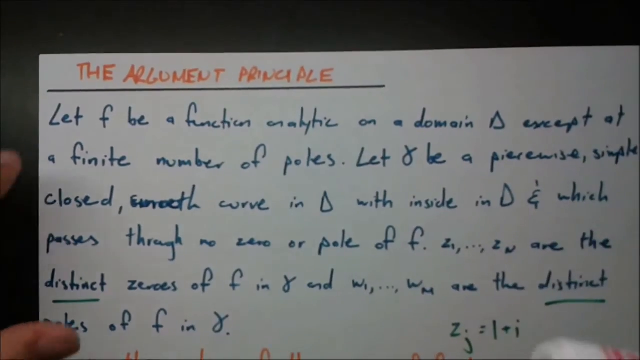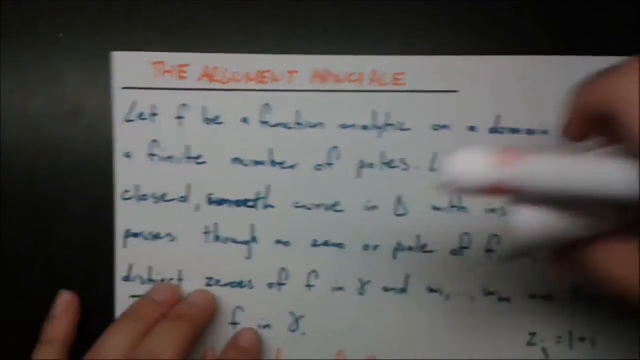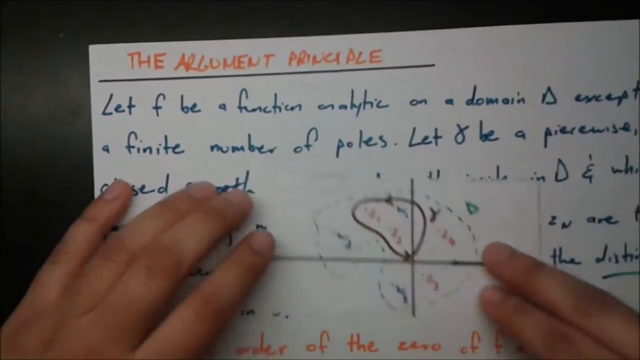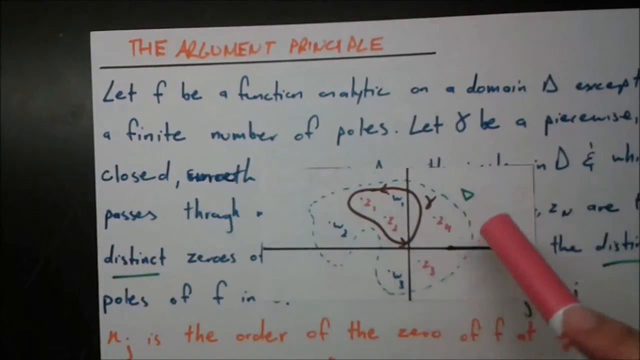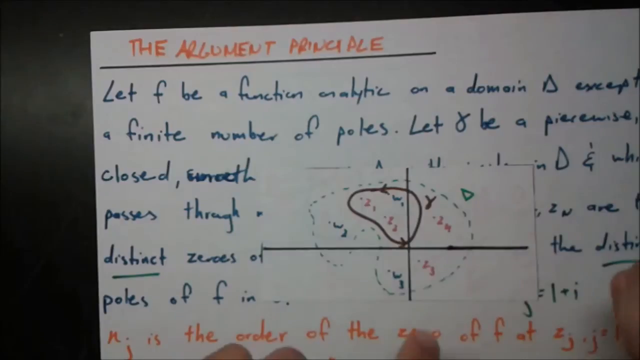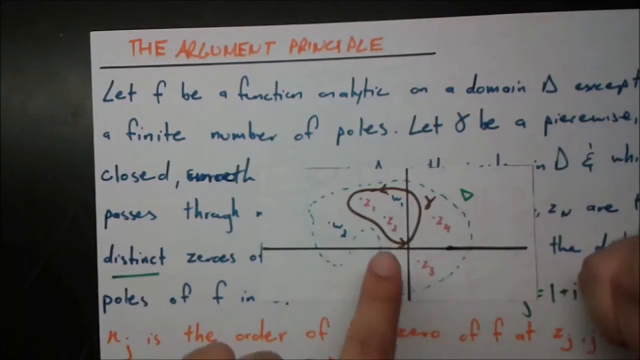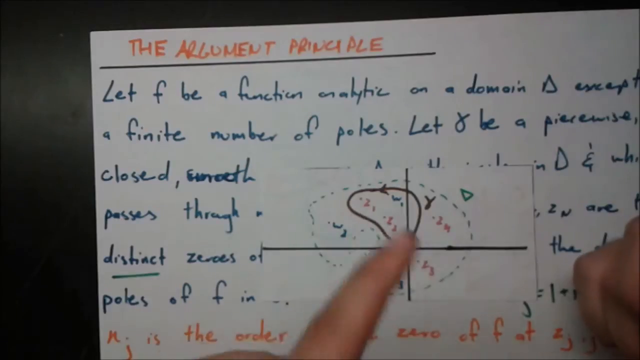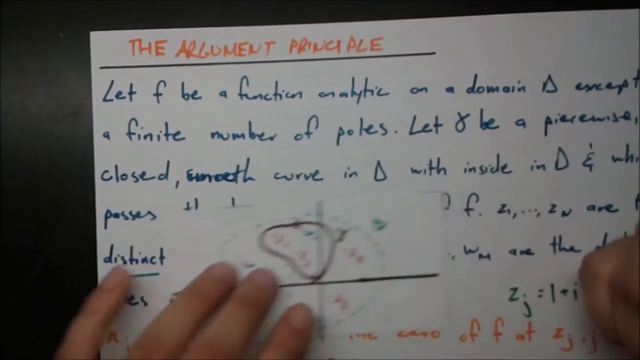Okay, so we're going to say let f be a function analytic on a domain D, except at a finite number of poles. I've drawn a little picture here to go with all the blue text. Our domain D is going to be this green dotted line and everything inside the green dotted line. We're going to have all the poles be W1, W2, W3. W is going to represent poles, and Z's will represent zeros of our function. So it's not analytic at any of these blue poles, but it's analytic everywhere else on the domain.